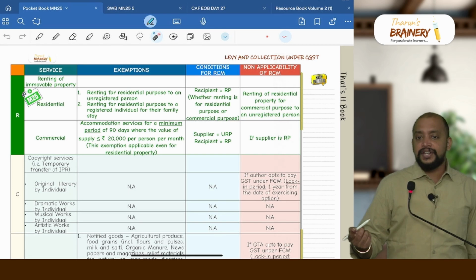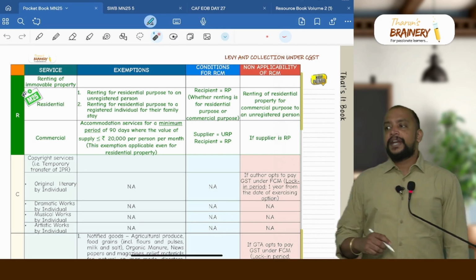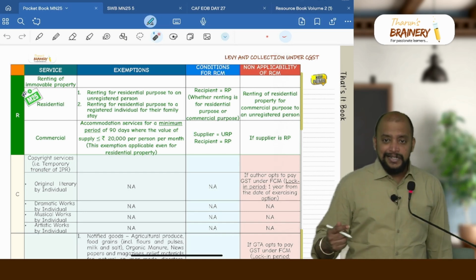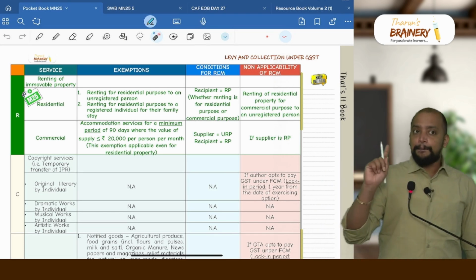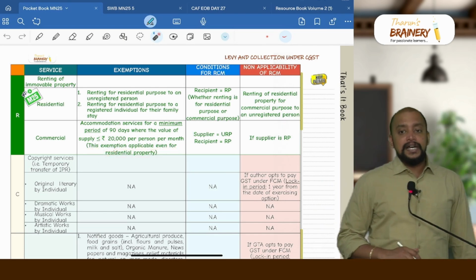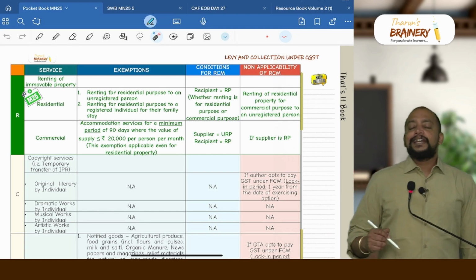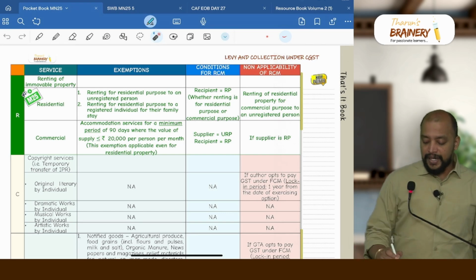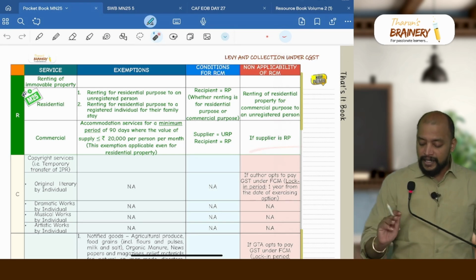Suppose if it is residential property, anyhow it is exempted, whereas for commercial property we have one exemption. If it is accommodation services, continuous period of 90 days, minimum 90 days, subject to a maximum of 20,000 rupees per month per member, and this exemption is applicable even in case of residential property. What is the condition for RCM? For commercial property, they have given the condition: supplier should be unregistered and recipient is registered. Suppose if the supplier is registered, it will be covered under FCM.